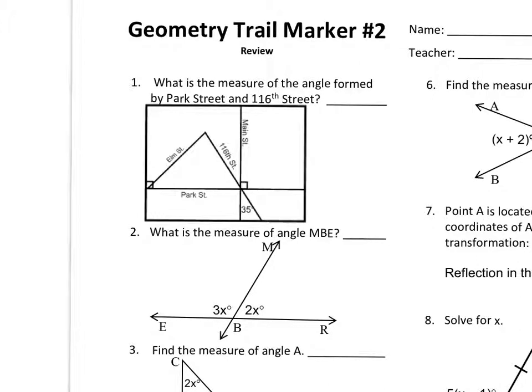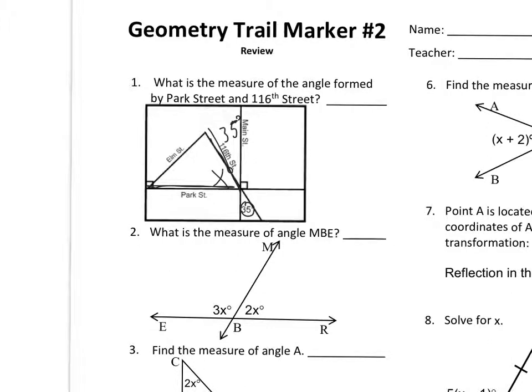So first you need to figure out, here's Park Street and here's 1/16. So here's the angle that we're looking for. Now we need to use vertical angles to figure out some measurements. Well, if 35 is down here, then the vertical angle is Main Street and 1/16, which is up here. So now I have this angle measurement.